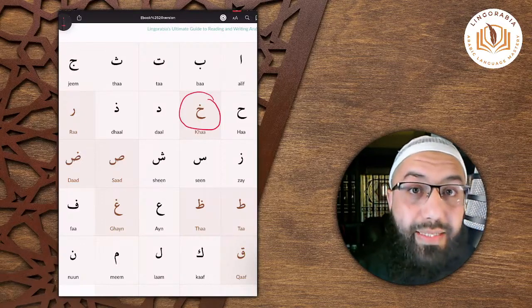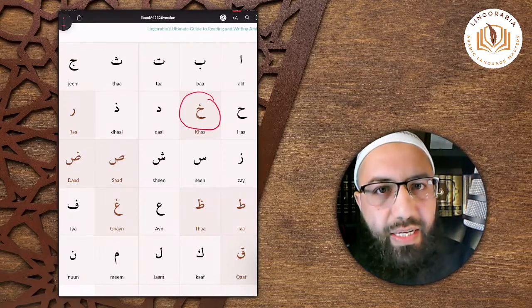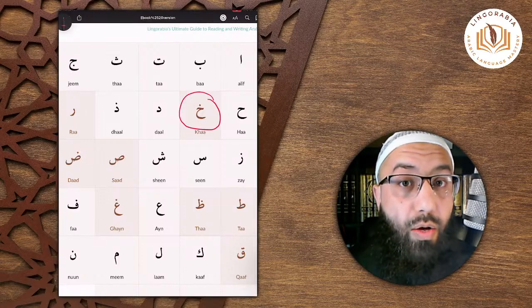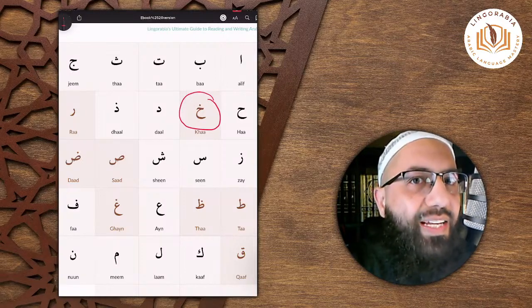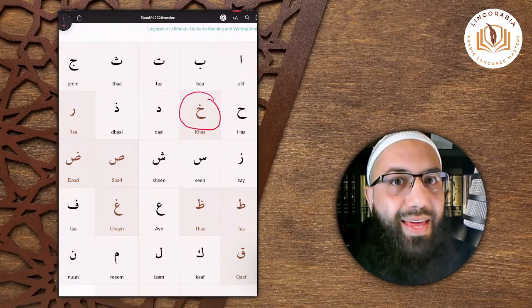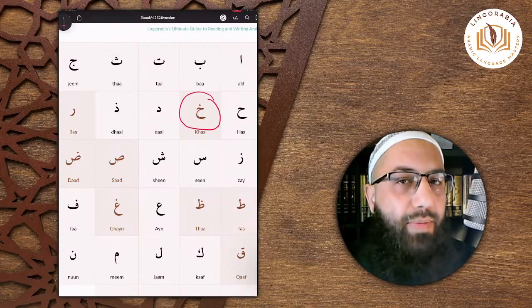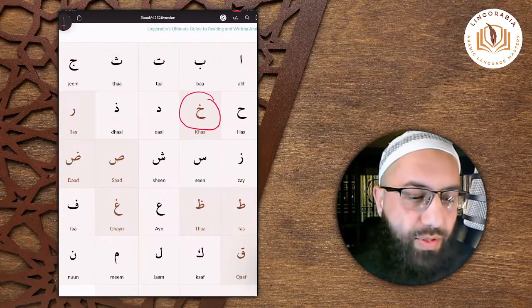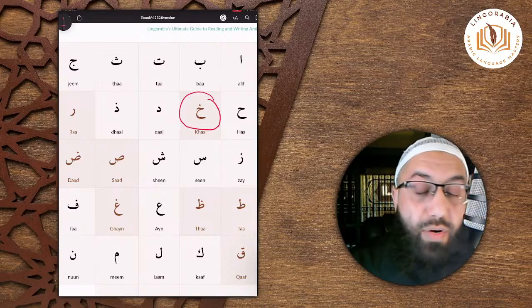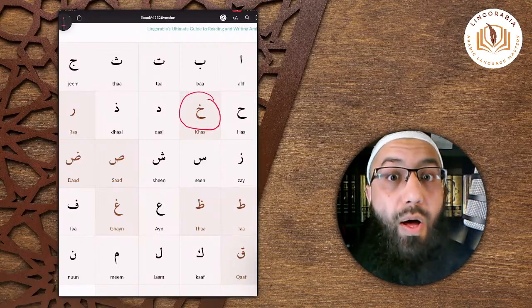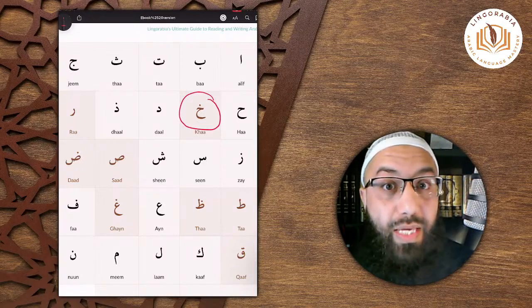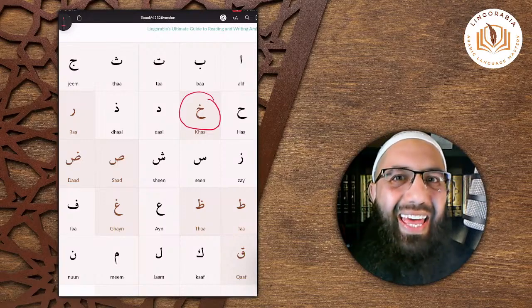Only the kha is a heavy letter, okay? It should be pronounced heavily. Kha. You say alif, ba, ta, tha, jim, ha, and then kha. You see? So you say, for example, Khalid. You see? You say kha, you don't say kha. Khalid.